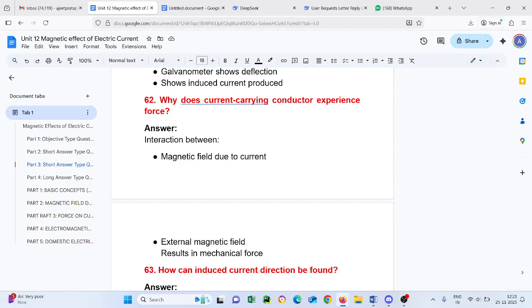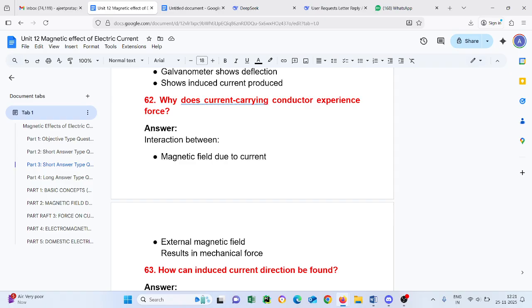Question number 62. Why does a current carrying conductor experience force? Answer: interaction between the magnetic field due to the current and the external magnetic field results in mechanical force.